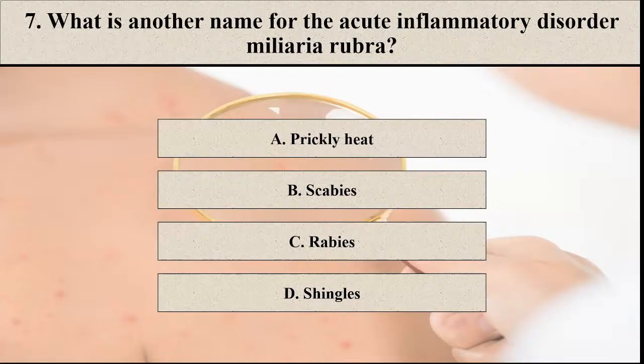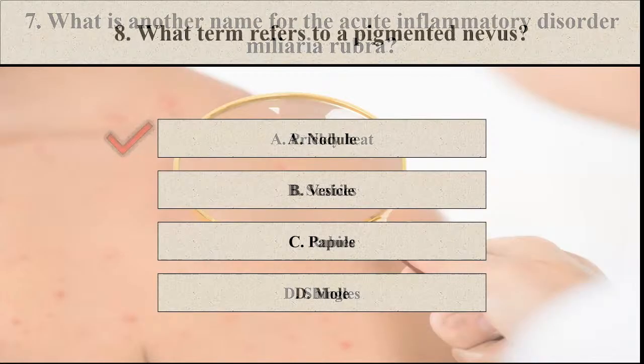What is another name for the acute inflammatory disorder miliaria rubra? Is it prickly heat, scabies, rabies, shingles? If you chose A, prickly heat, you are correct.